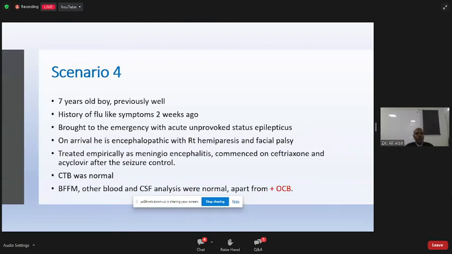I think this is a 7-year-old boy, previously brought with a history of flu-like symptoms, and this was just detected in the past history 2 weeks ago. Seen in the emergency for unprovoked status epilepticus. On arrival, found to be encephalopathic with right-sided hemiparesis and facial palsy. It looks like a stroke, but in fact it is not.